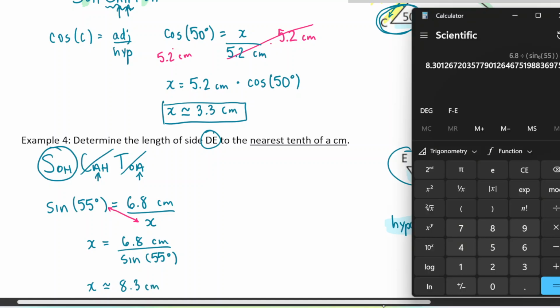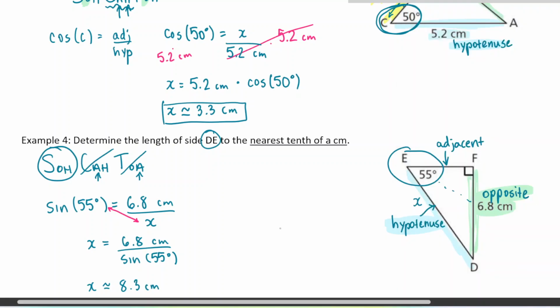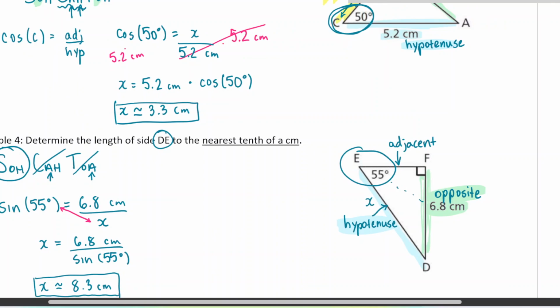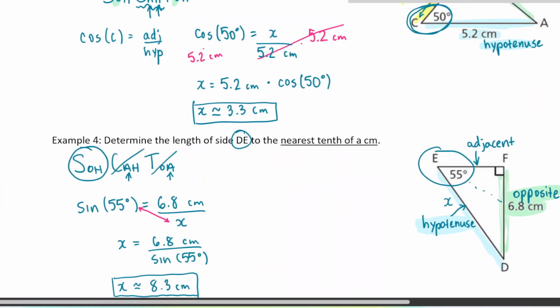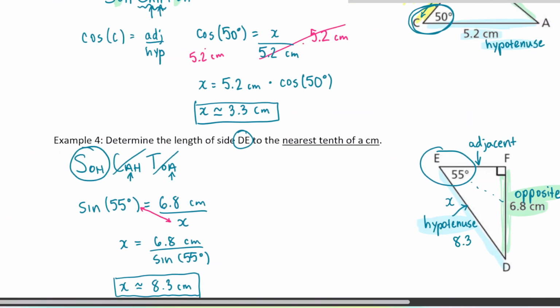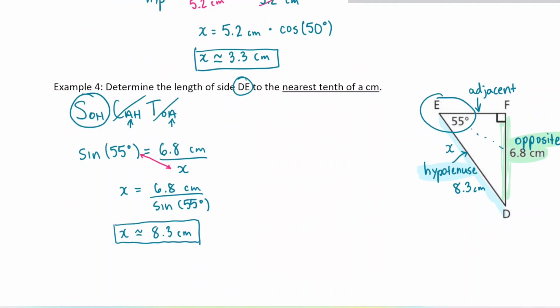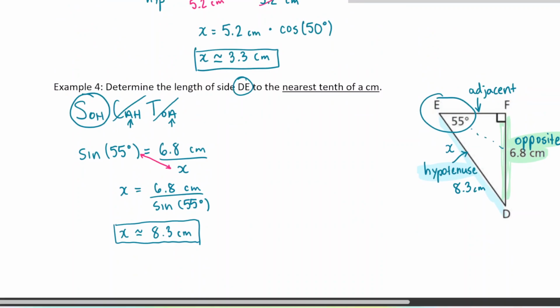I'm just going to double check that I rounded that correctly. Yeah, and we're doing it to the nearest tenth, so one place after the decimal. Okay, there we go. So the hypotenuse there is 8.3 centimeters, and we have our missing side length. Okay, so that's using all three ratios we've learned to use to find the missing side length or a missing angle.